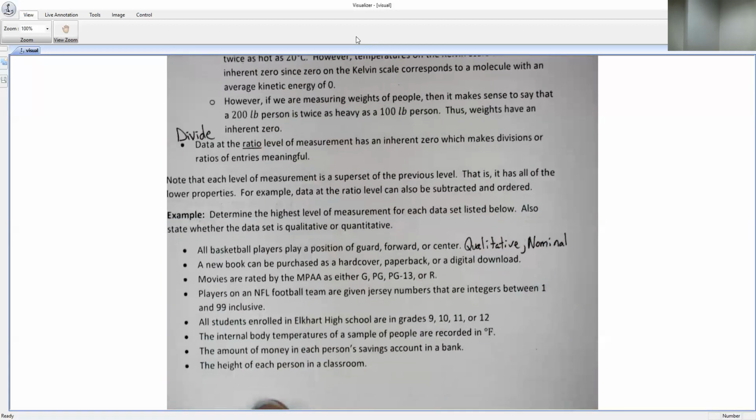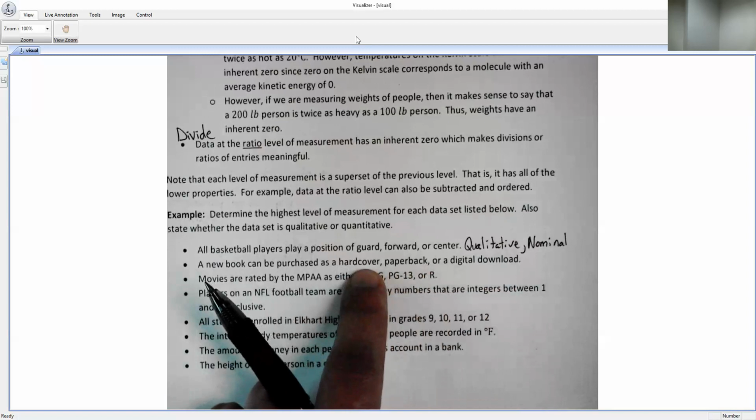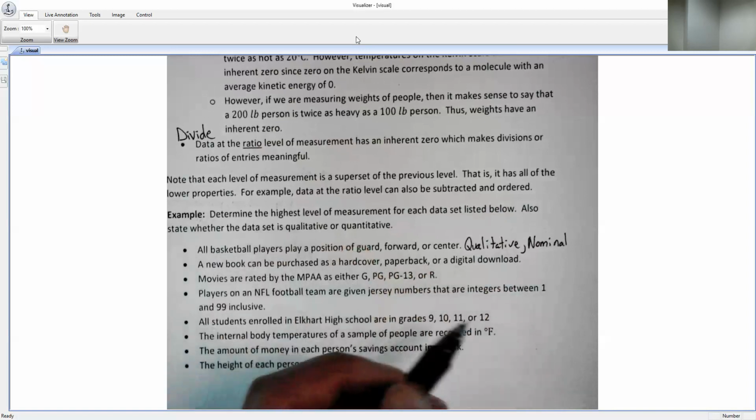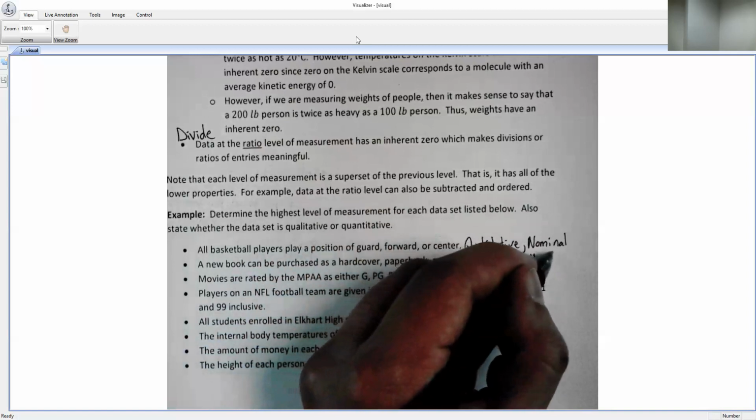Okay, next one. A new book can be purchased as hardcover, paperback, or digital download. Well, that's very similar to the basketball positions. I can't measure those in any way, and I can't put them in order. So we have the same solution there, qualitative and nominal, same as above.